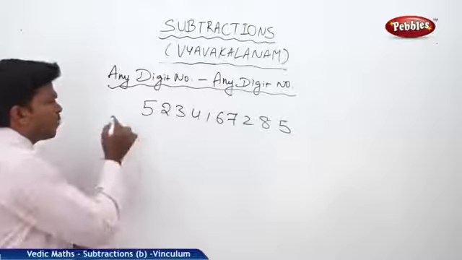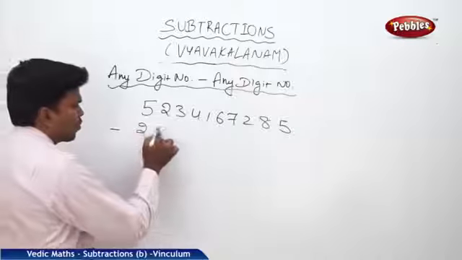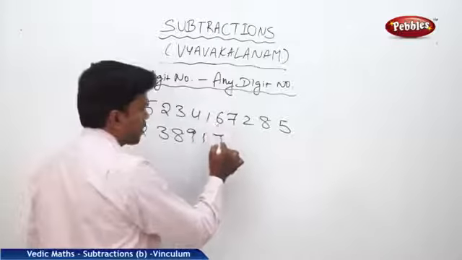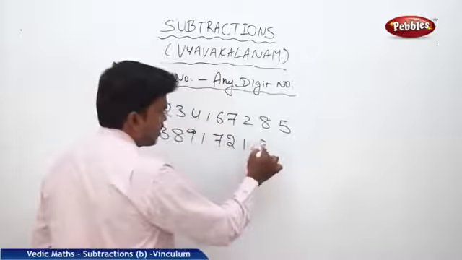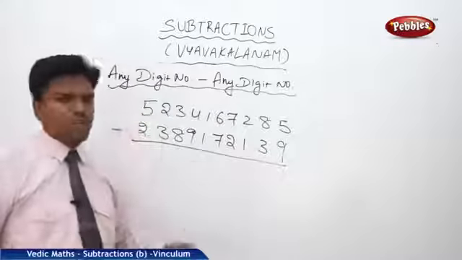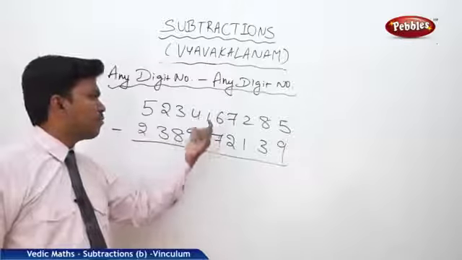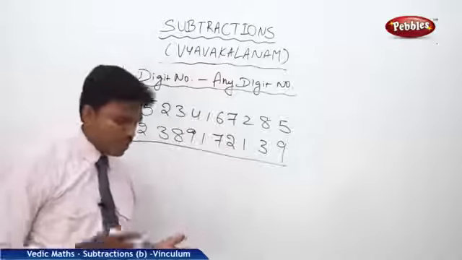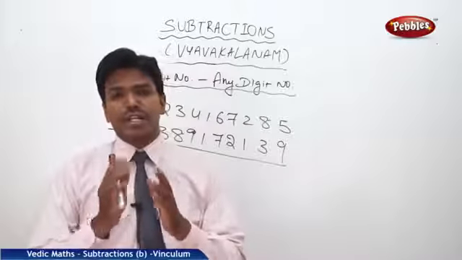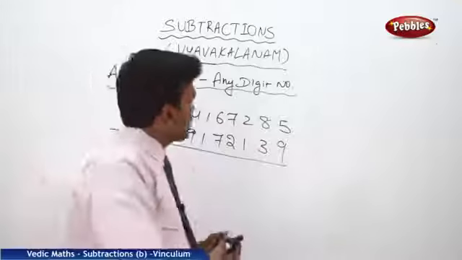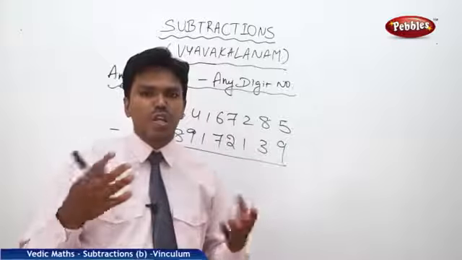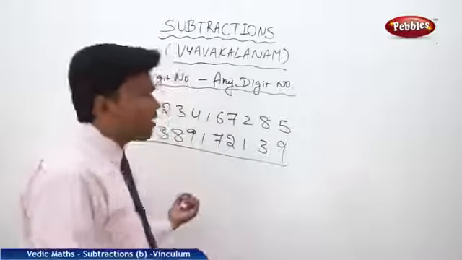In the same way, minus 2, 3, 8, 9, 1, 7, 2, 1, 3, 9. So I want to subtract this number from this number. If you do it in the normal conventional way, it will take a lot of time and you are going to get a lot of strain. Why? Because every time we have to check whether it will go or not. If it is not going, we have to borrow from the next number. So it will take a lot of strain.